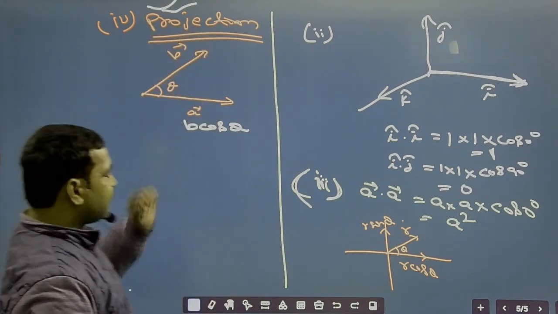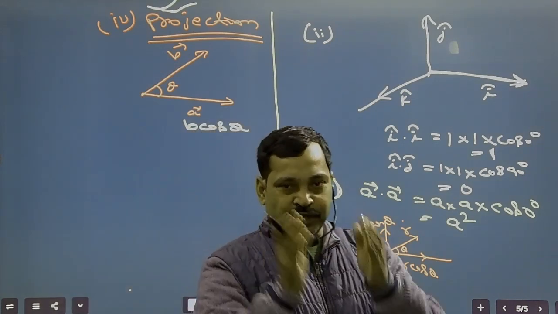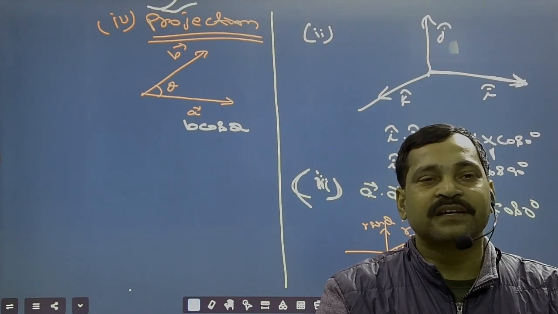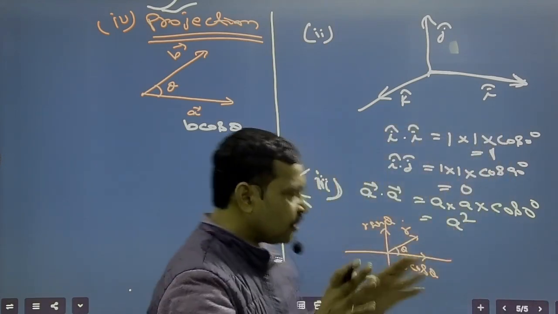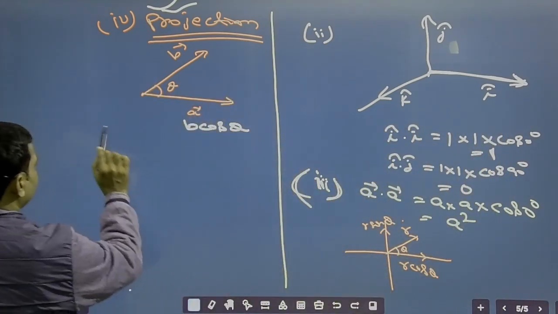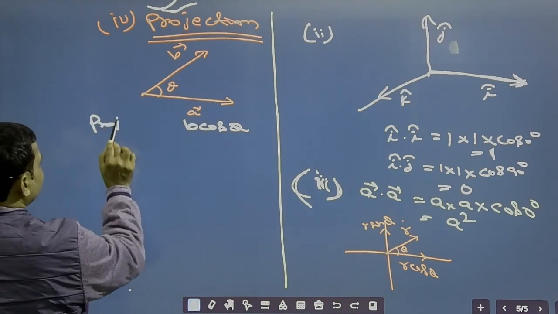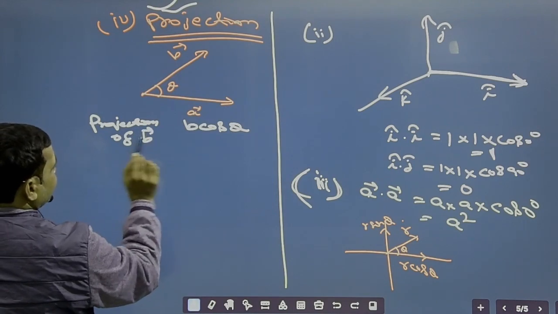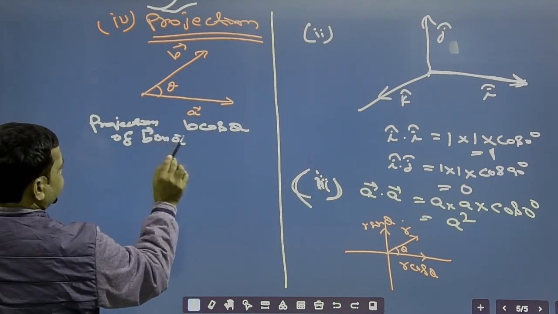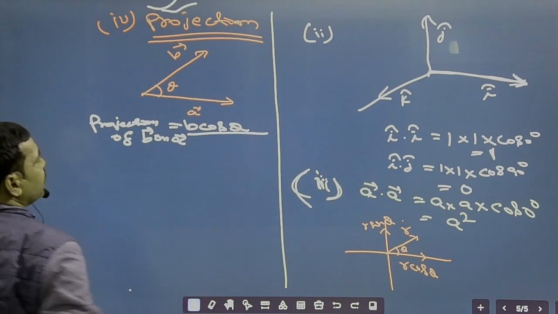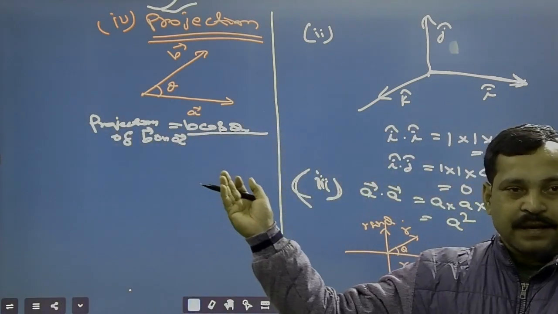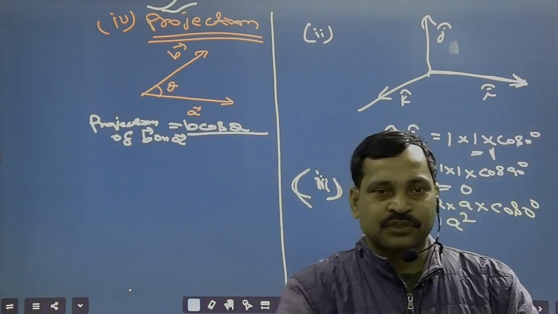So here we can tell the projection of B on A will be B cos theta. Clear? So the projection of any vector, here I can write, the projection of B on A will be equal to B cos theta. This is also very important. And by using this concept, some questions are asked.